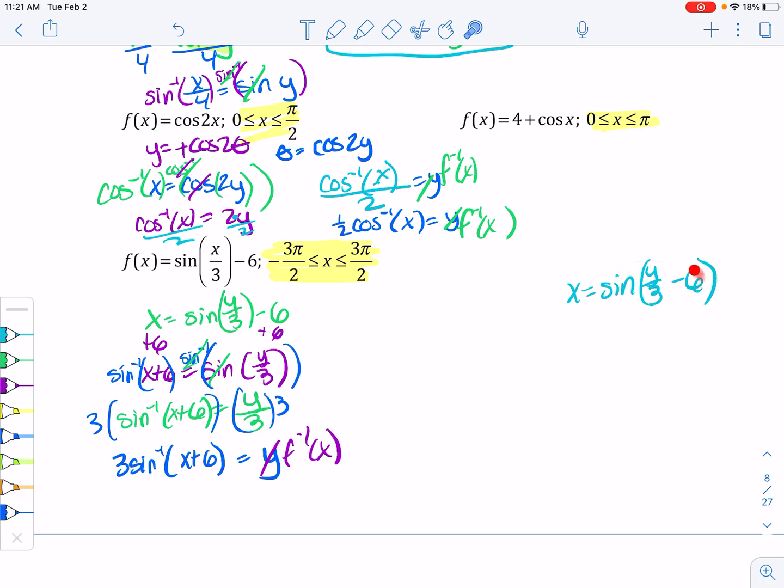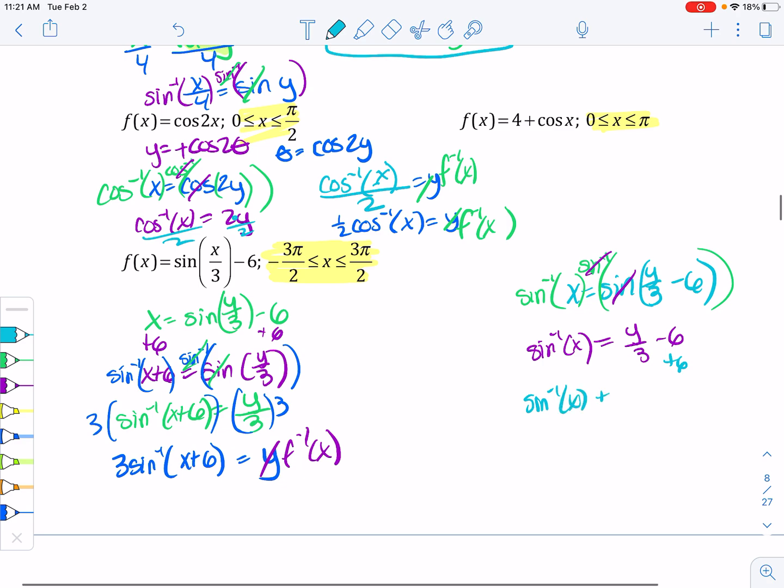Now, just so you can see over here, I'm going to show you how to do this one. There's nothing outside the sine, so I would undo the sine here. And then the inverse sine of the sine, those undo each other, so we get y over 3 minus 6 equals the inverse sine of x. Then we're inside the function, so now I undo add, subtract. So this I need to get rid of next. So I'm going to add 6. So the inverse sine of x plus 6.